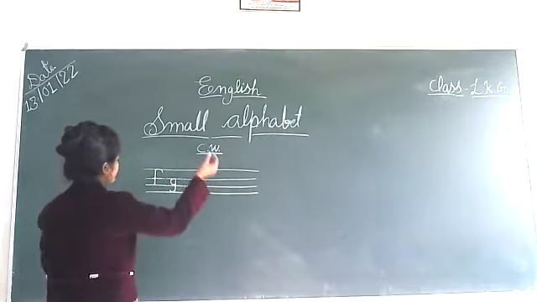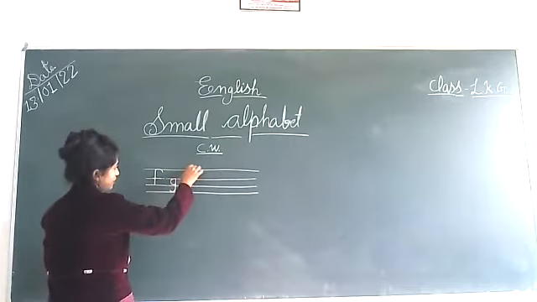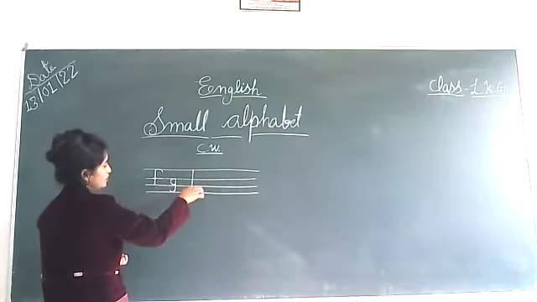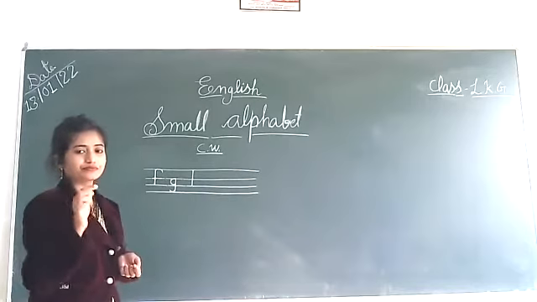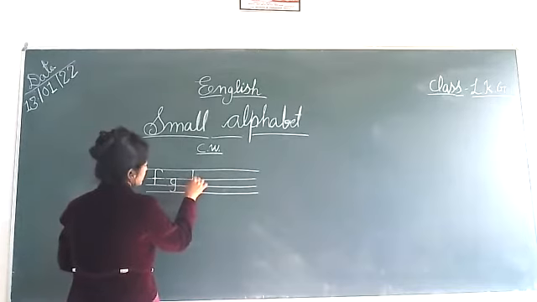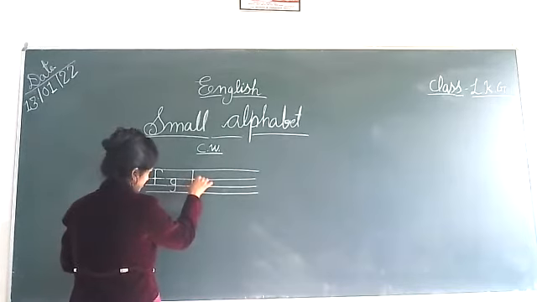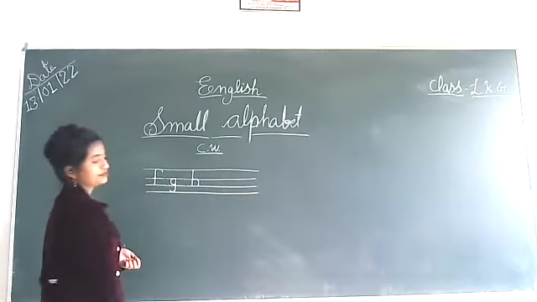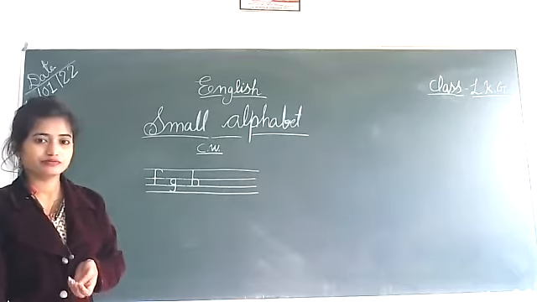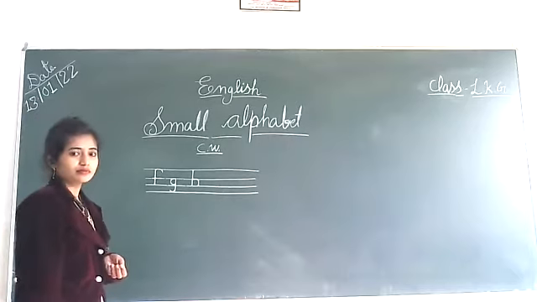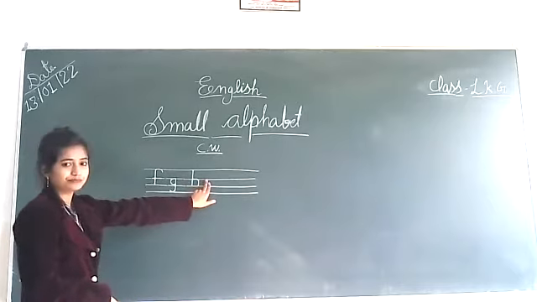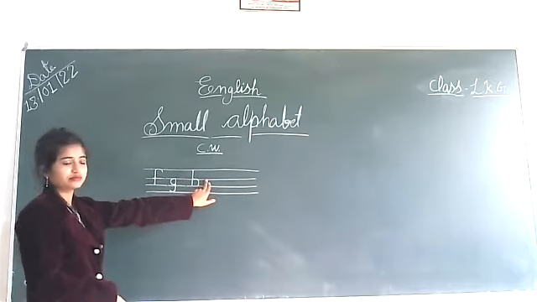After G, H. First, make a standing line, red to blue line. Standing line, red line to blue line. And center blue line is curve. Done. Again, give two finger gap.